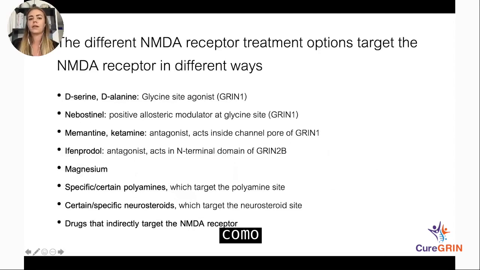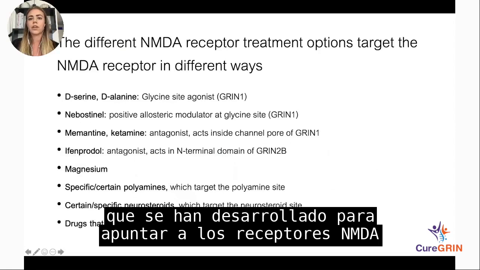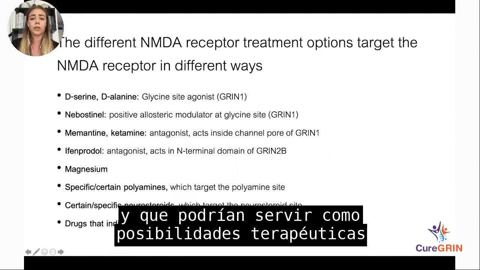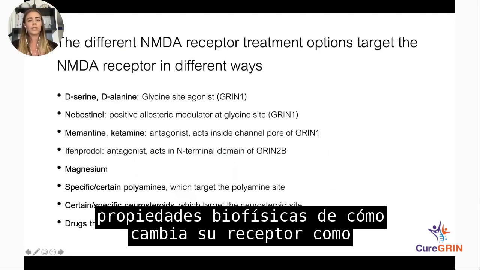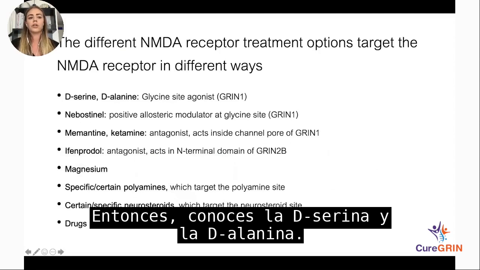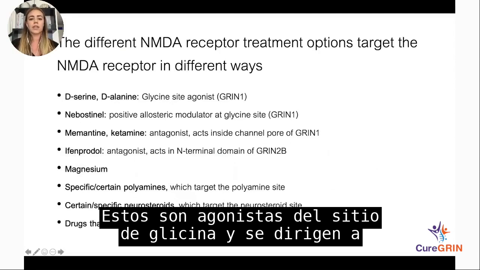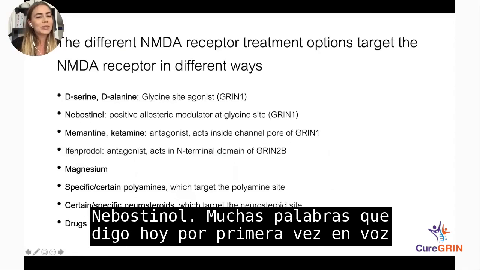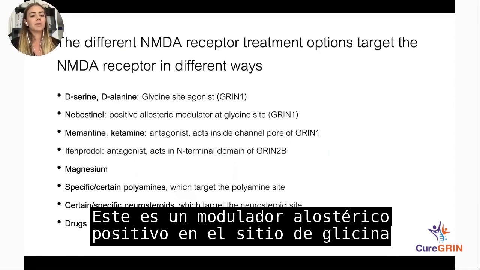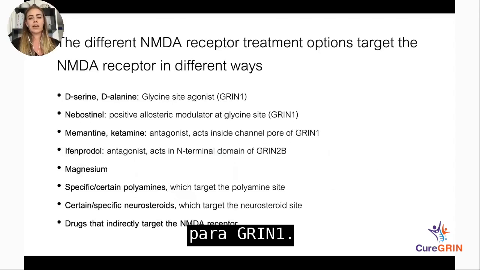But there are at least 100 drugs that have been developed to target NMDA receptors and that could serve as therapeutic possibilities for the children once we've probed the biophysical properties of how their receptor changes as a result of the mutation. So, D-serine and D-alanine, these are glycine site agonists, and they would be helpful at least for GRIN1 patients. Nevostinel, many words I'm saying today for the first time out loud. This is a positive allosteric modulator at the glycine site for GRIN1.